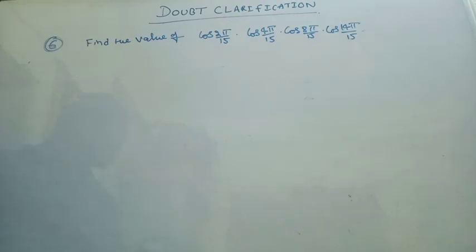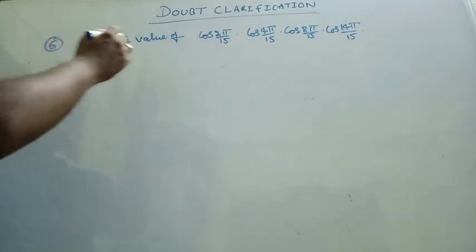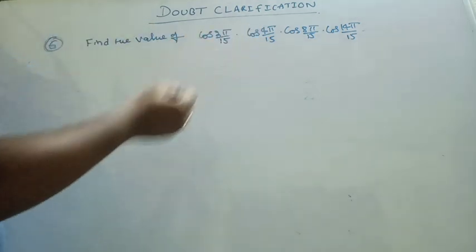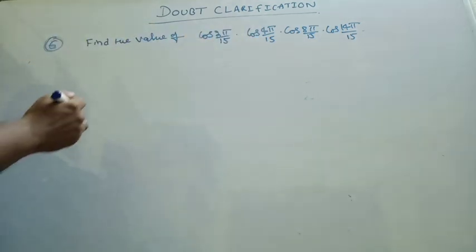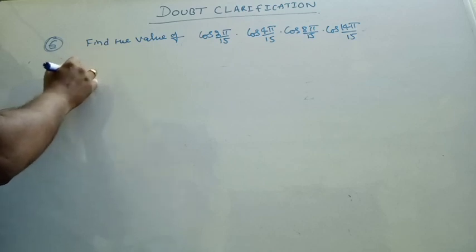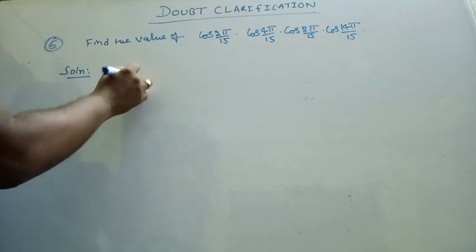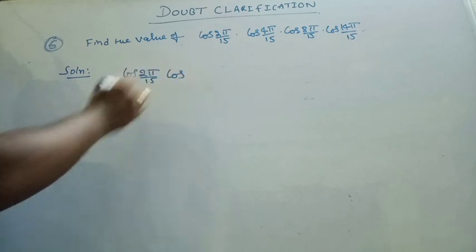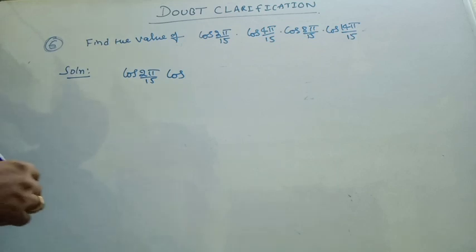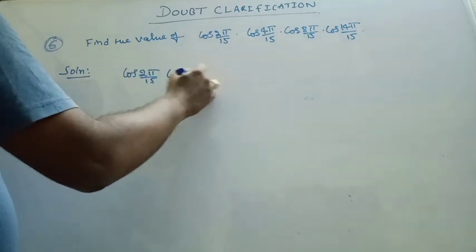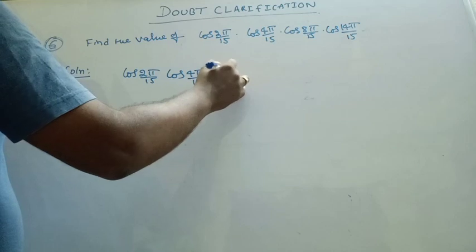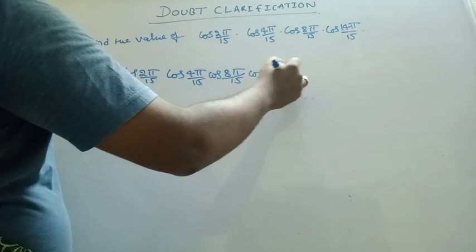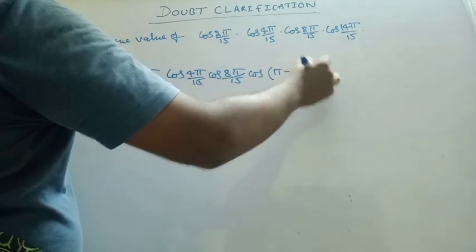Now, another doubt they have asked: what is the value of cos 2 pi by 15, cos 4 pi by 15, cos 8 pi by 15, cos 14 pi by 15? See, my dear students, how we will do this solution part. Here we have cos 2 pi by 15, cos 4 pi by 15, cos 8 pi by 15, and 14 pi by 15 we can write as pi minus pi by 15.